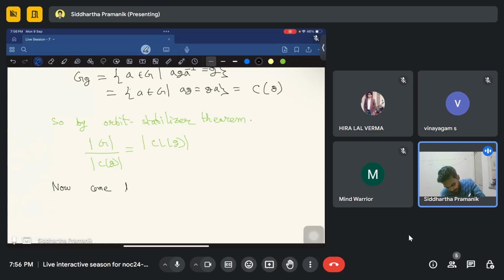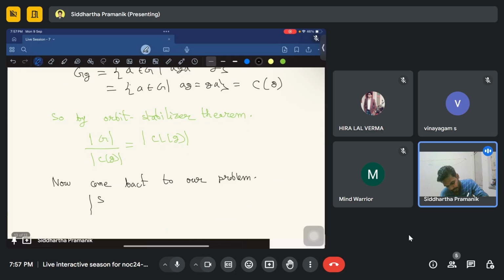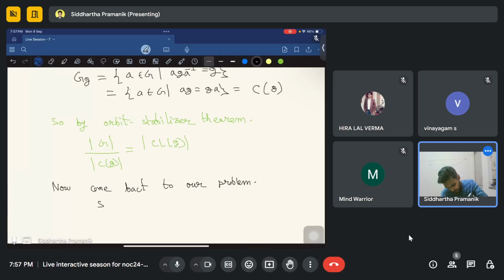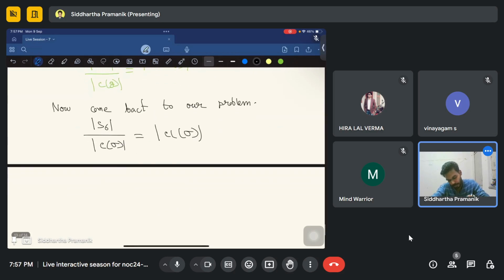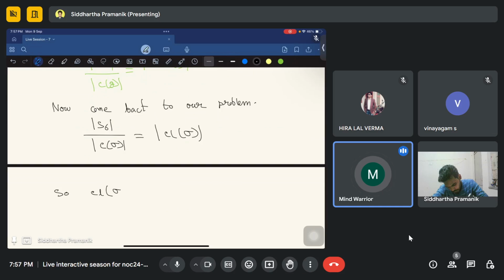So now come back to our problem. Order of S6 by order of... yes, does anyone have any answer? The number of conjugates is 45. Okay, you are saying this is 45.